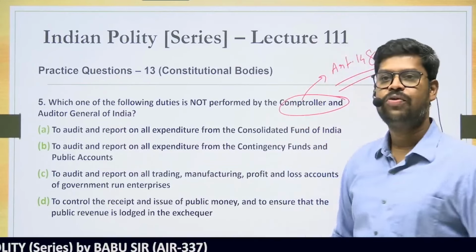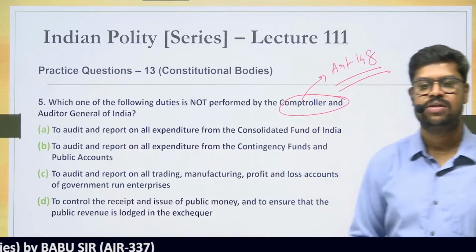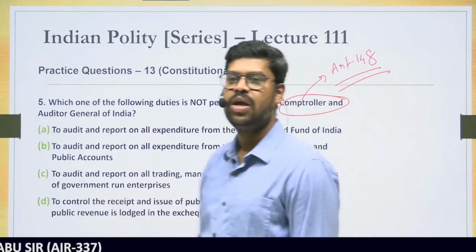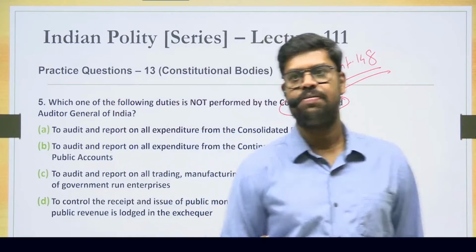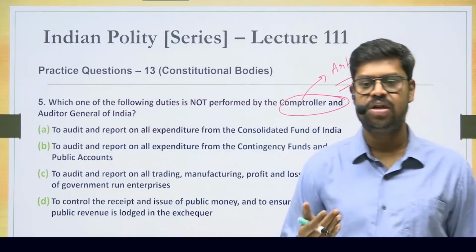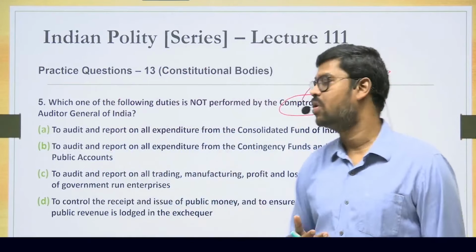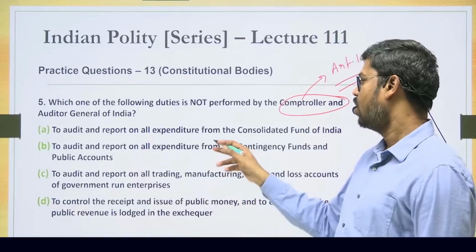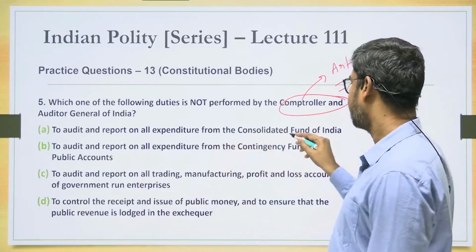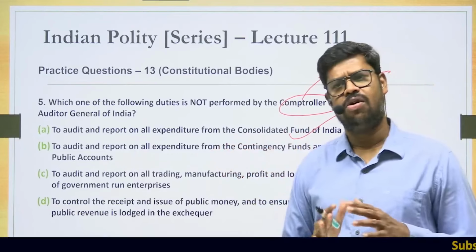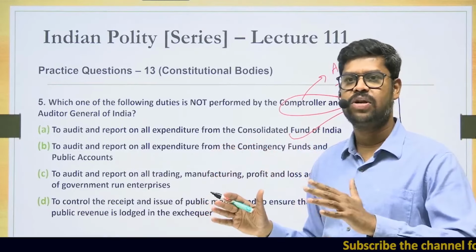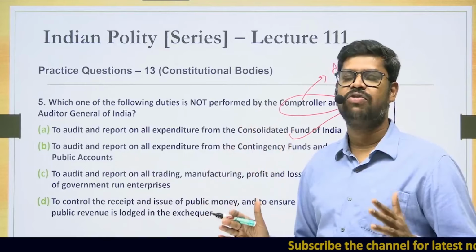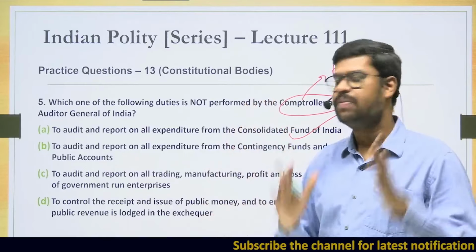It is Article 148 that allows for what is called the Comptroller and Auditor General. As per Article 148 of the Constitution and the laws made by the Parliament, what is the function to be performed by the Comptroller and Auditor General? To audit and to report the expenditures from the consolidated fund? Yes. All the expenditure from the consolidated fund, not only that, any expenditure of the Government of India is audited by the CAG.